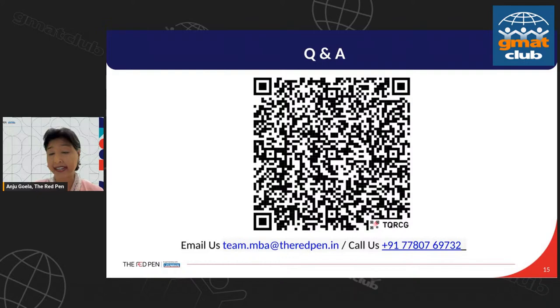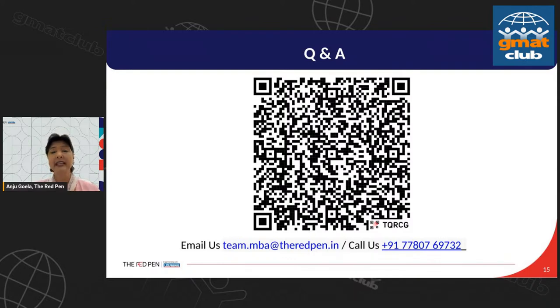But if you're looking at a program like INSEAD, it values international experience. So you will stand out, or you will have an advantage, if you have significant international experience.